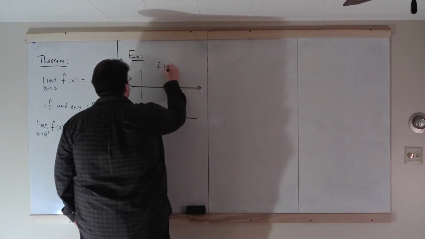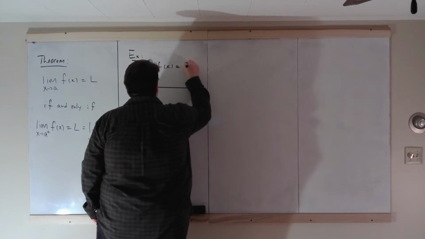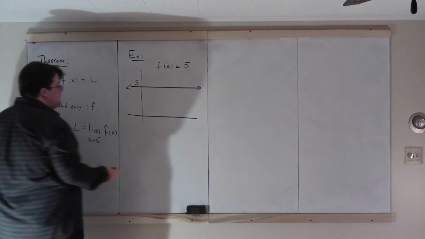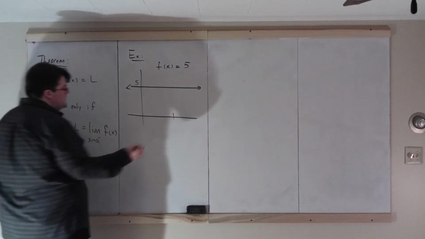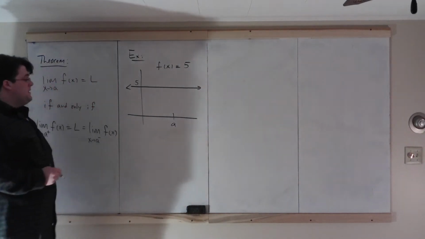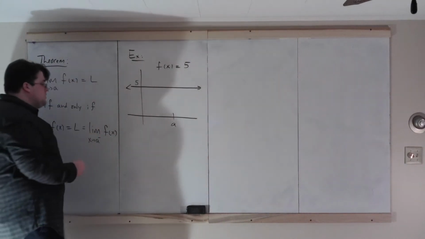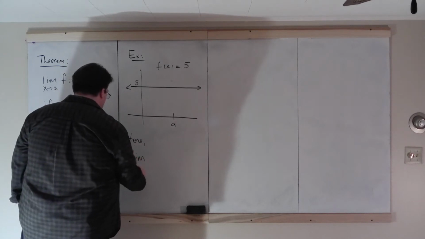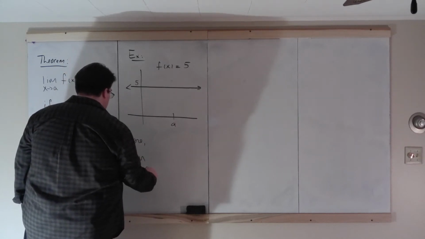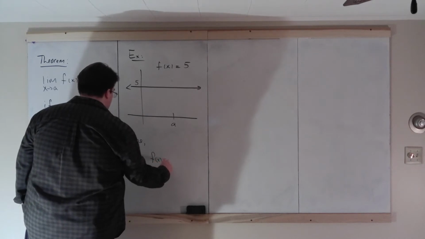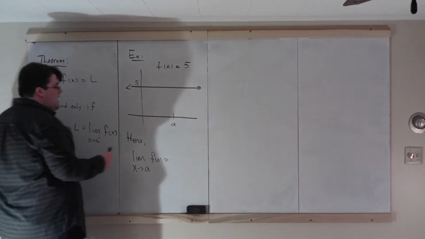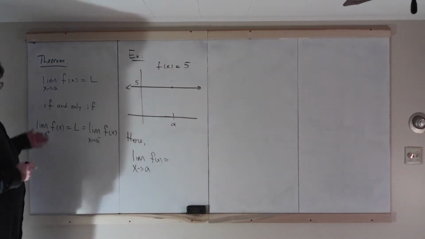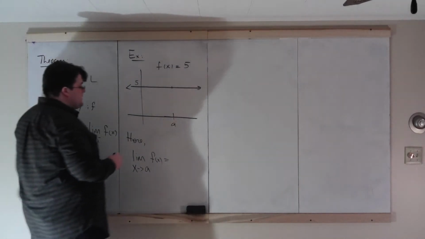So here, f of x equals, let's say, 5. So a y value of 5, here's f of x equals 5. And let's pick an x value. Let's just call it a. Let's just say a value is over there. So here, we want to look at the limit as x approaches a of this function. Well, we'll use this theorem. We'll look at the limits from both sides.